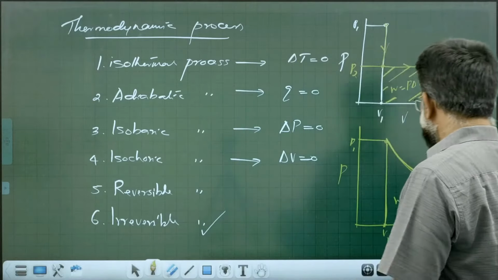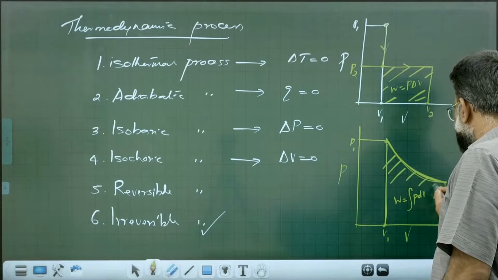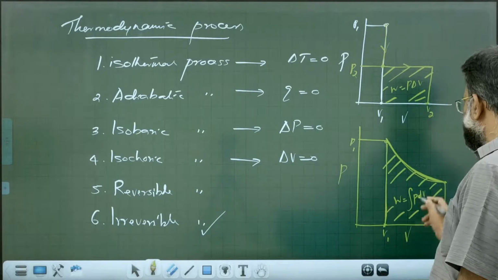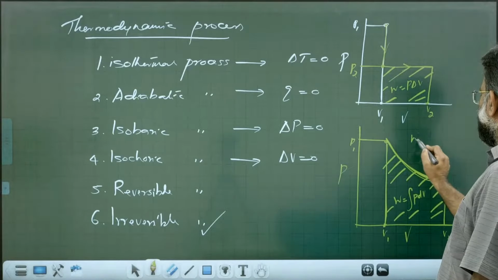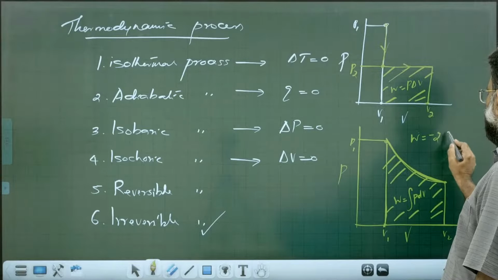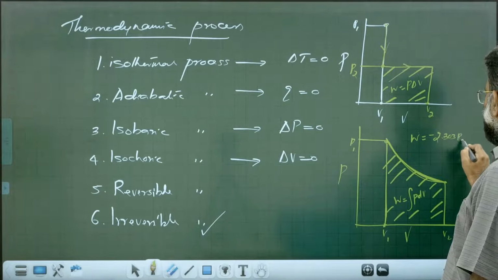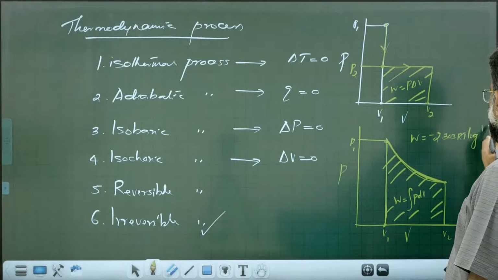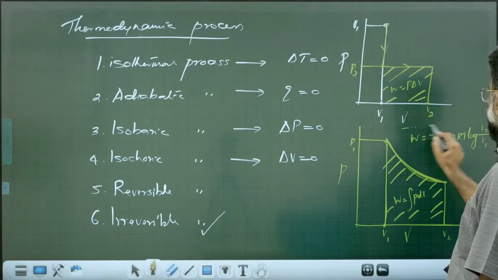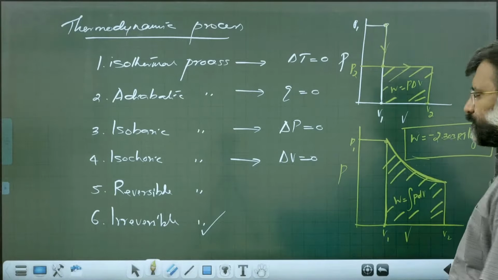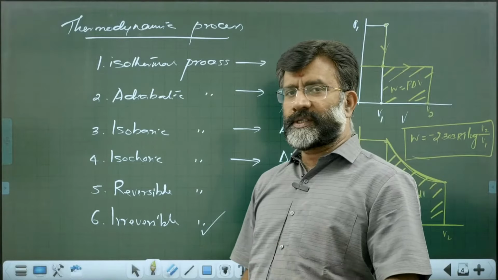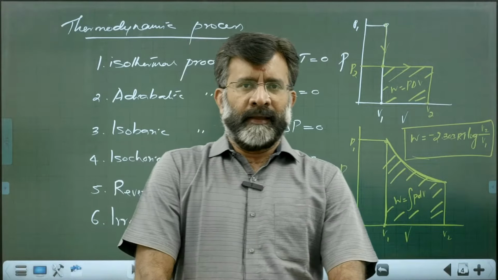That is a reversible process. Again, area under the graph, since it is a varying condition, we need to take the integration, and work done is equal to minus 2.303 RT log V2 by V1 for 1 mole of the gas. That is a reversible process, right?